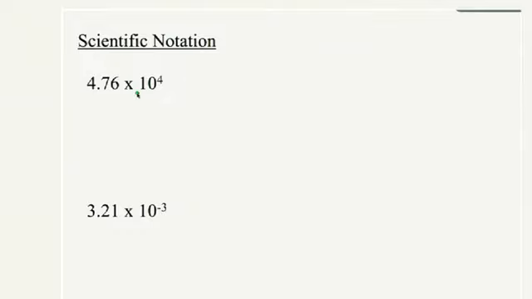And what we want to do is learn how to rewrite a number in scientific notation into the regular decimal notation, and then take a number that's in decimal notation and put it into scientific notation. This direction is actually easier. To rewrite 4.76 times 10 to the 4th in decimal notation, I just copy down 4.76. And since this exponent is a positive 4, I move the decimal point 4 places to the right.